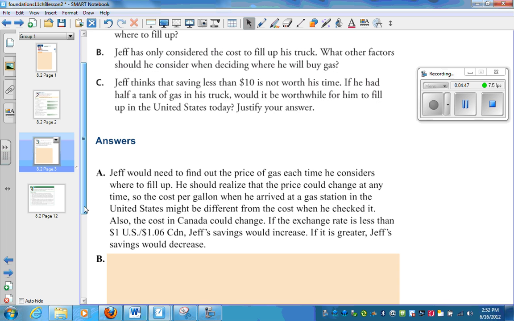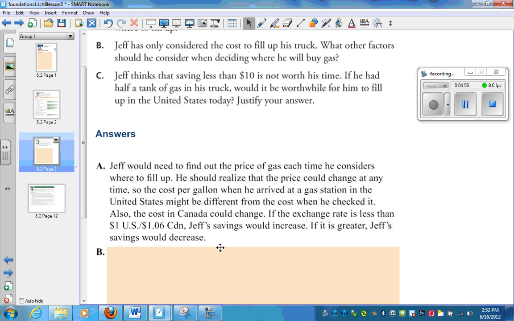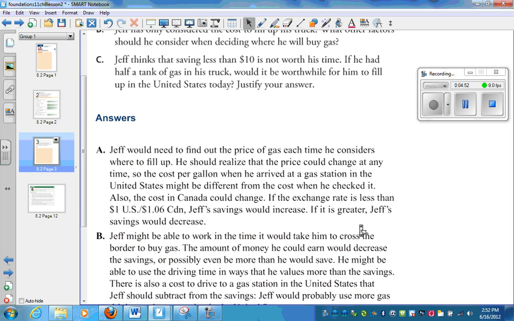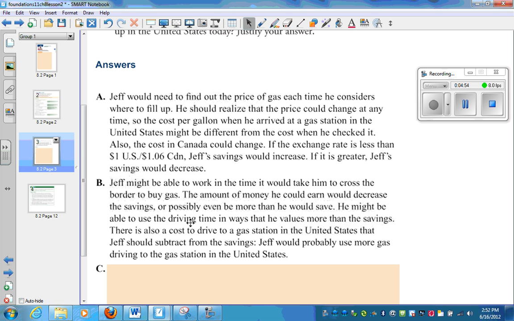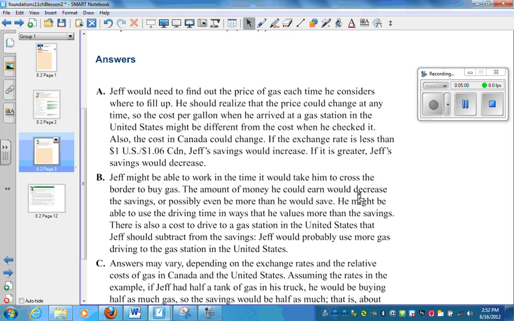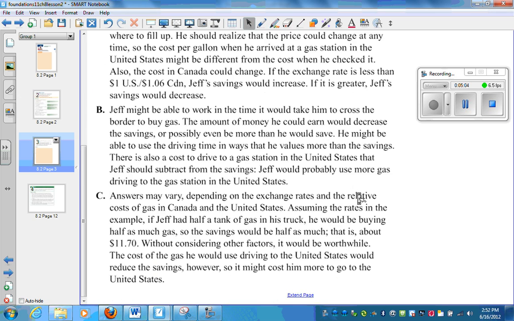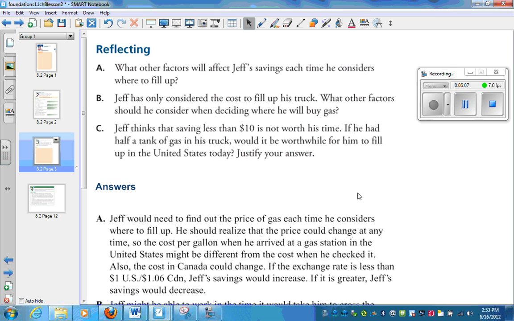Jeff only considered the cost. What other factors should he consider? There you go. There's the cost to drive to the station, okay? And the time it takes to cross the border. Depending on what's going on, you can sit at that border for a long time. Okay, so he thinks that a savings less than $10 is not worth his time.